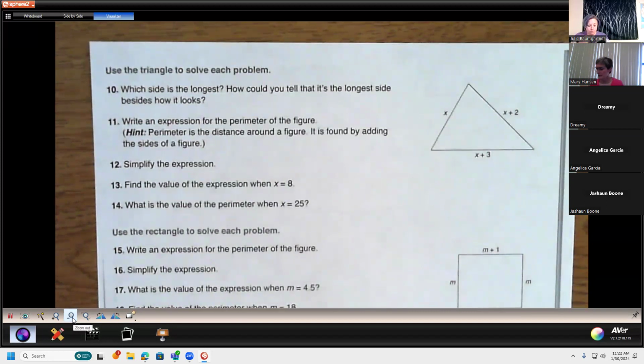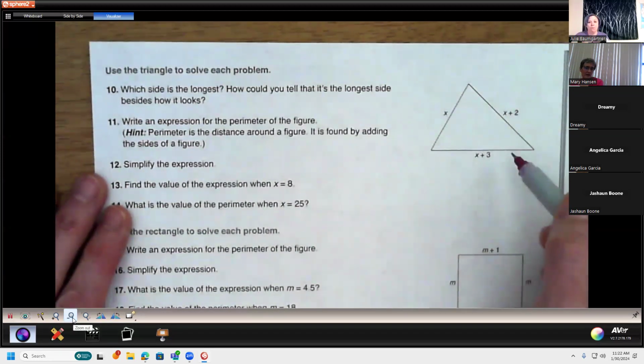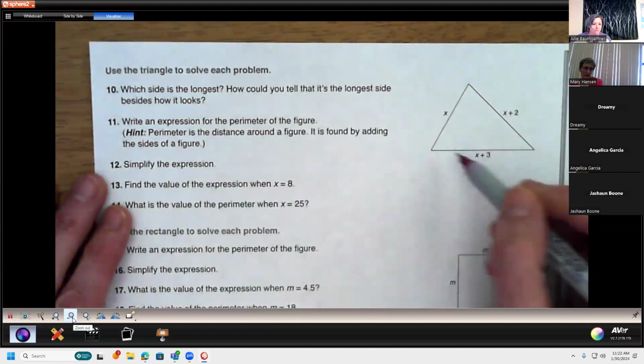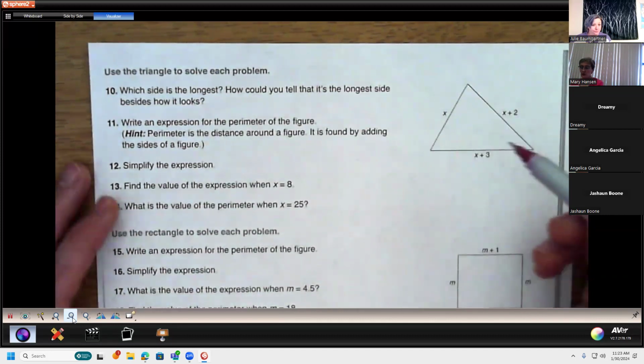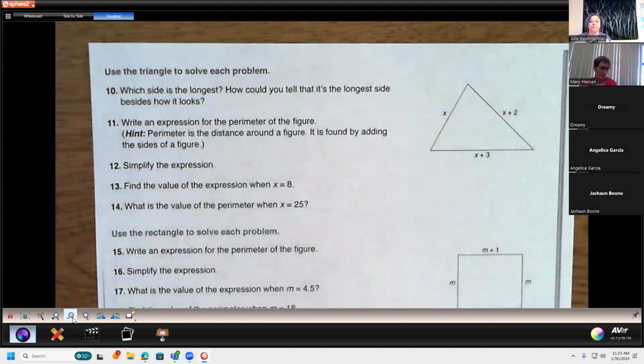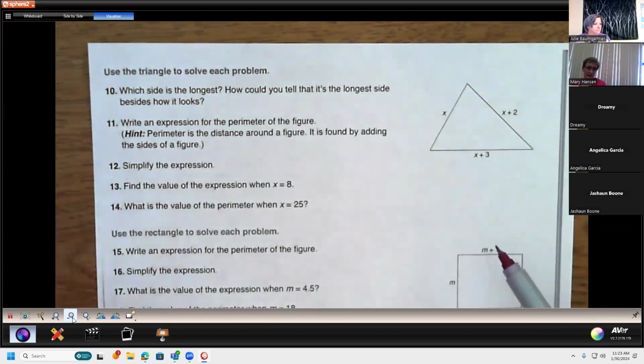But it's the idea, perimeter is the idea if I walk all the way around an object, how far do I walk? Right? If I walk this length plus this length plus this length, what's the total amount I walk? That's what the perimeter is. And you get it by adding all the sides together of whatever figure you're looking at.